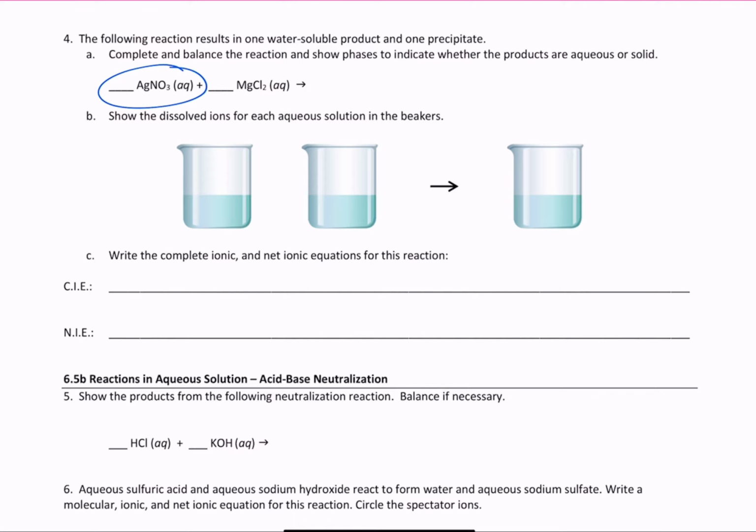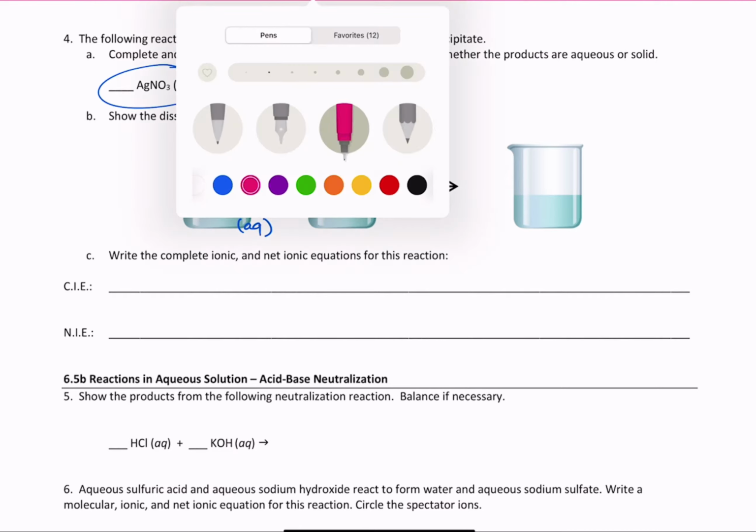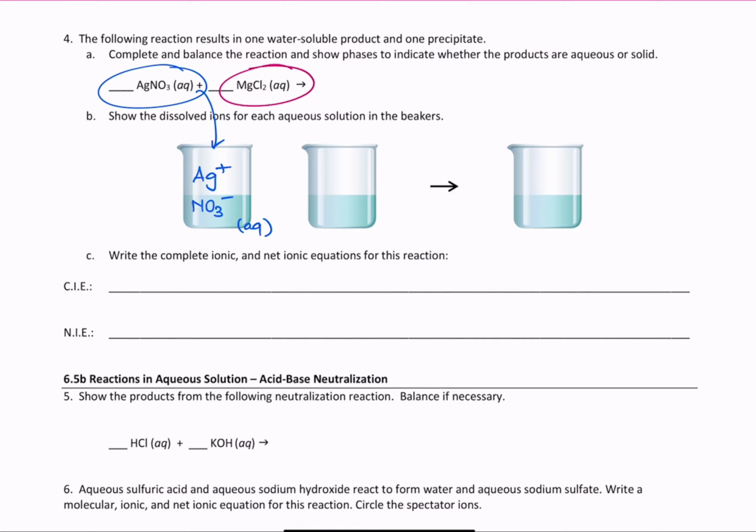The silver nitrate is in the aqueous state, so when placed in water will release Ag plus and NO3 minus aqueous. Combined with the silver nitrate, we have magnesium chloride, aqueous again, so when in a beaker in water will release the magnesium ion and 2 chloride ion, all in the aqueous state. This is a double displacement reaction, so what will happen? We need to predict the products.